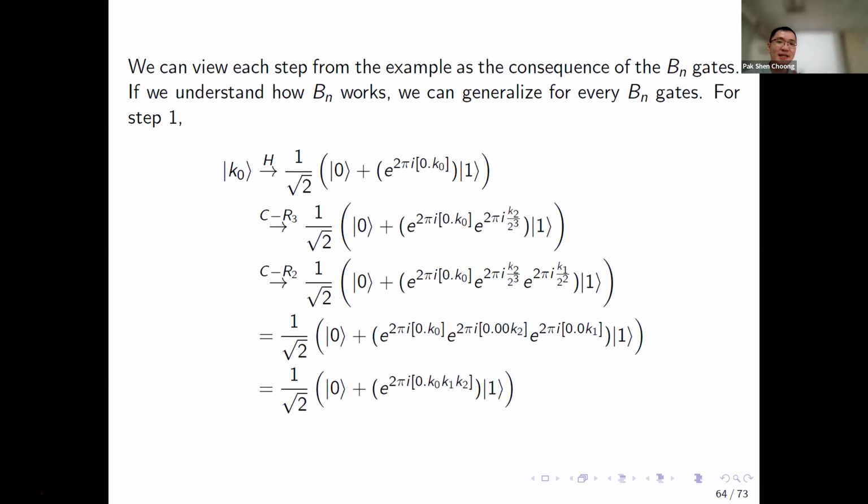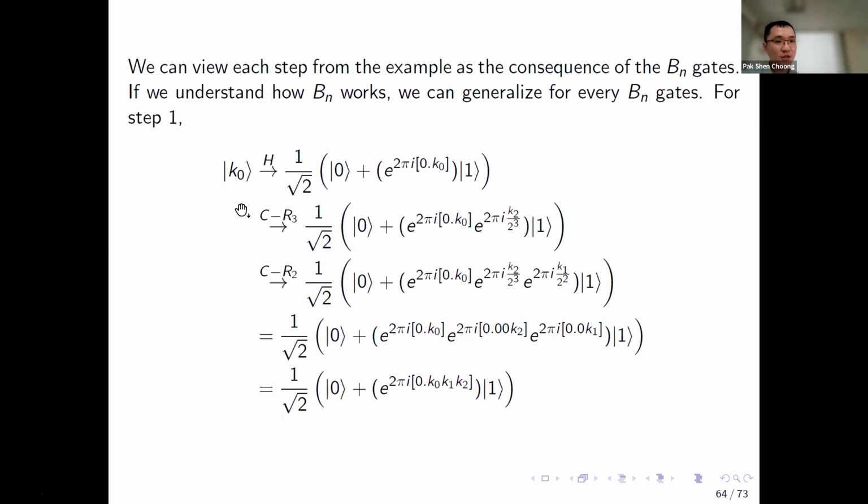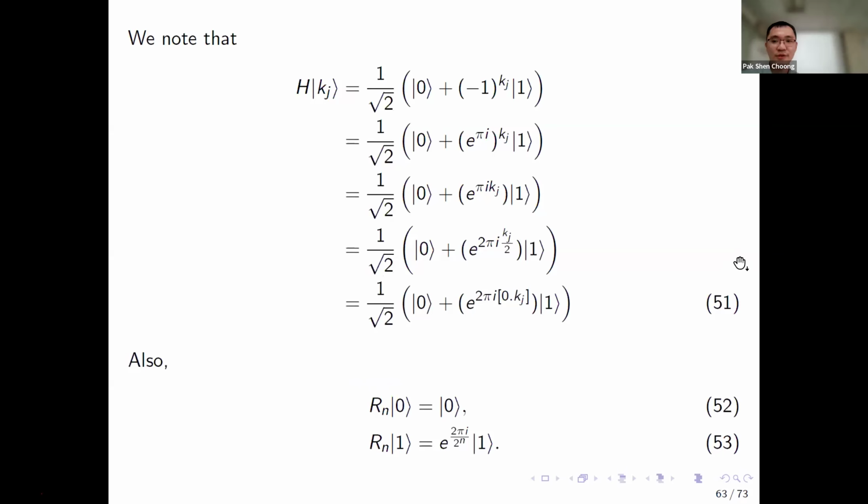So what would be the end state of step 1? Starting from K0, I'm just looking at K0 because the only transformation for step 1 is on K0. K1 and K2 do not change, right? So I only need to look at K0, I don't need to look at K1 and K2. So let's look at K0. You perform the Hadamard gate and you get something like this, from the previous result.